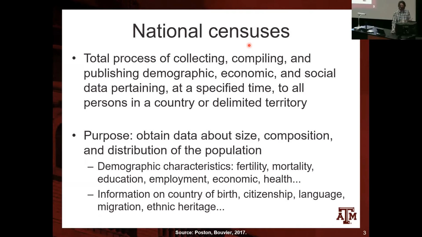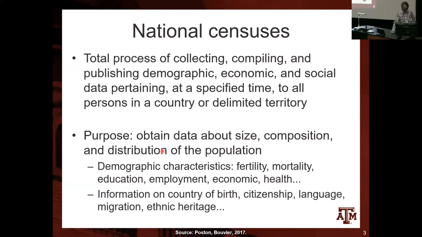And the main purpose of censuses is to obtain data about the size, composition, and distribution of the population. So how big is the population? What are the characteristics of people in terms of age, sex, race, ethnicity, and a series of other characteristics, and where are these people located? Because people are not randomly located in all different portions of a country. They tend to be concentrated in specific areas of the country.